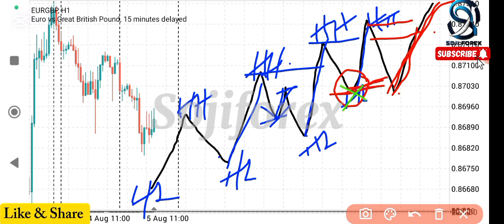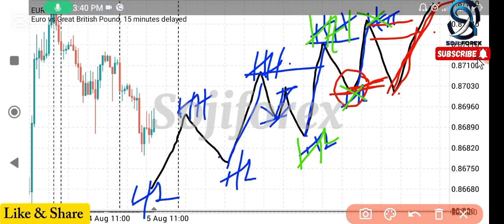This higher low is no longer valid. Neither is this higher high valid. So our structural point now becomes what? It now becomes this higher low, higher high, right?